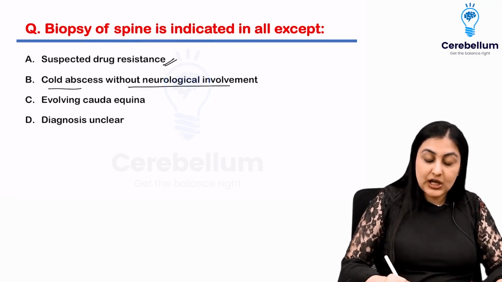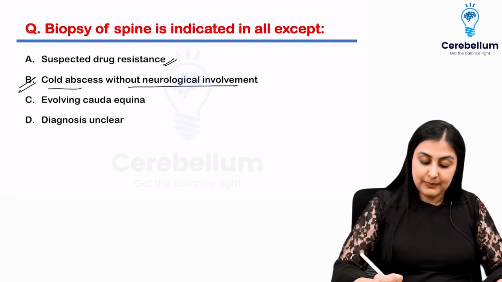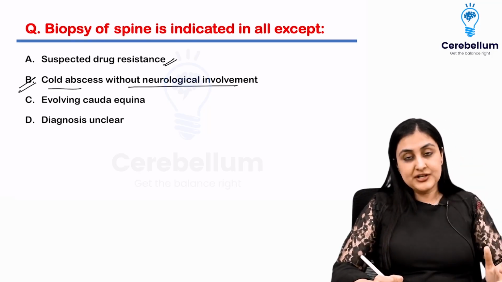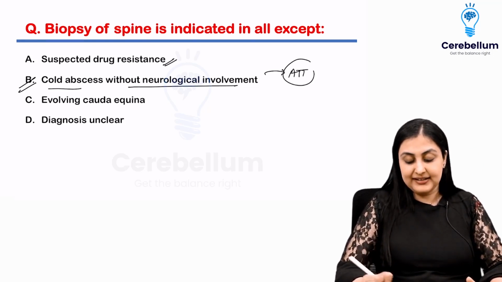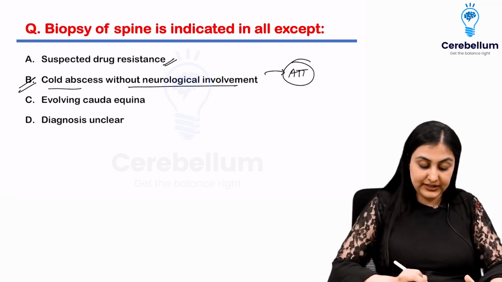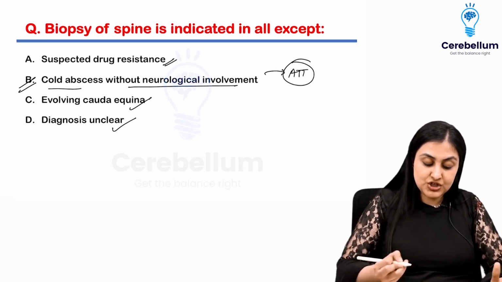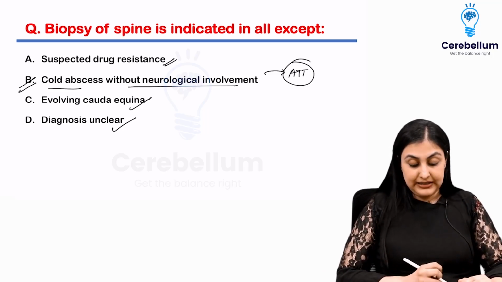Cold abscess without neurological involvement is no indication for biopsy. Remember, in TB, if there is cold abscess and no neurological involvement, the first line is to start ATT. Radiological evidence is enough to start ATT, biopsy is not indicated. But if there is neurological involvement or diagnostic uncertainty, biopsy is indicated.